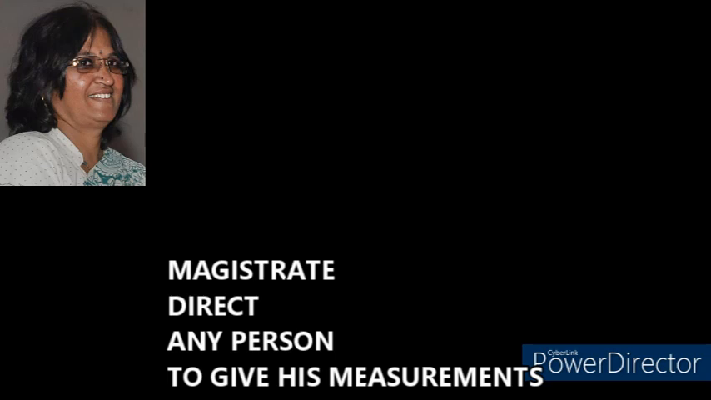Next, 8.4. Every rule made by the State Government under this Act shall be laid, as soon as may be after it is made, before each House of the State Legislature where it consists of two houses, or where such legislature consists of a single house, before that house.